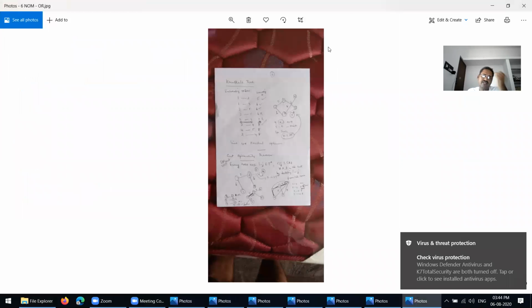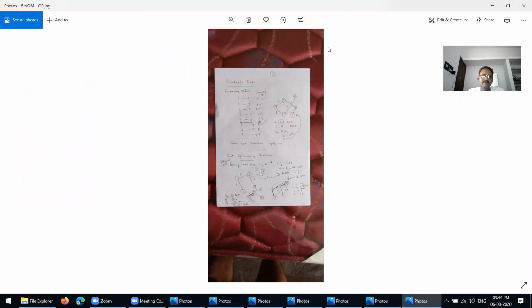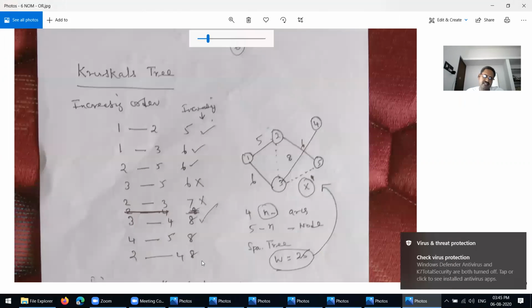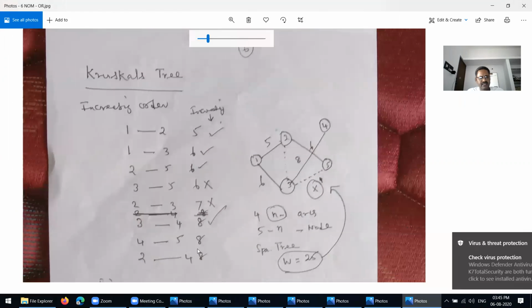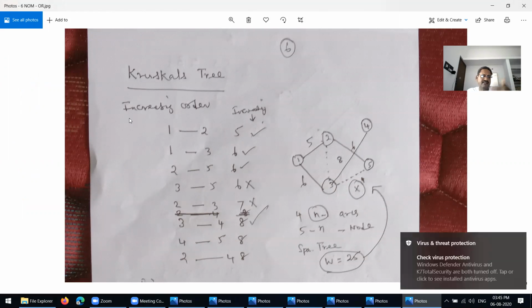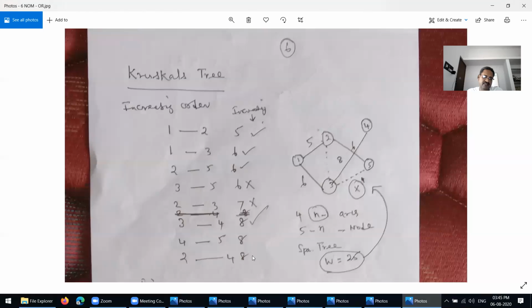Next one is the Kruskal algorithm. Kruskal algorithm, the same things. We have to arrange the paths in increasing order of the weight of the path. So already we know the paths.